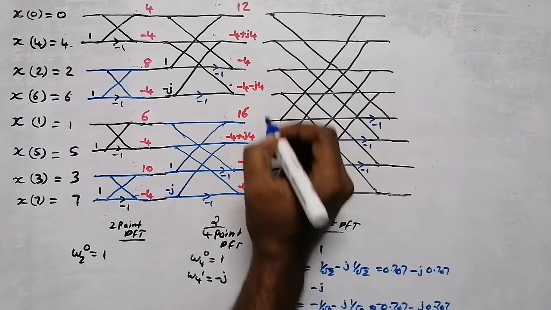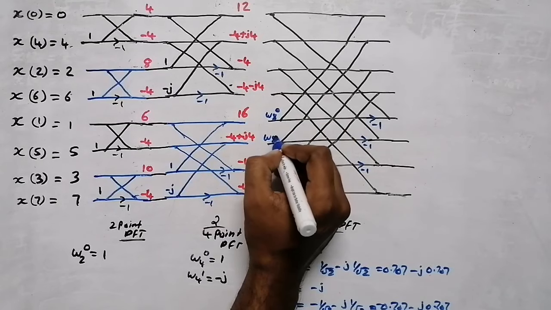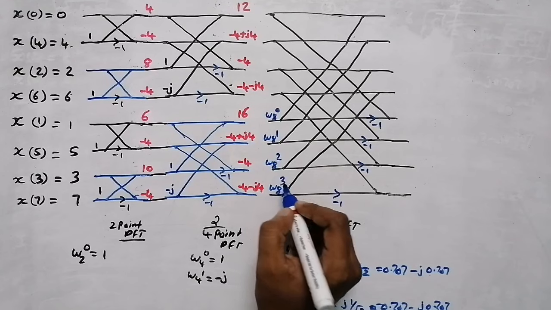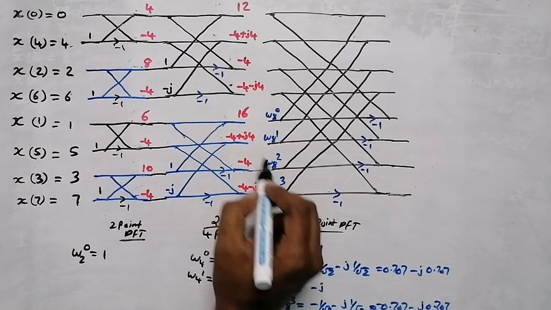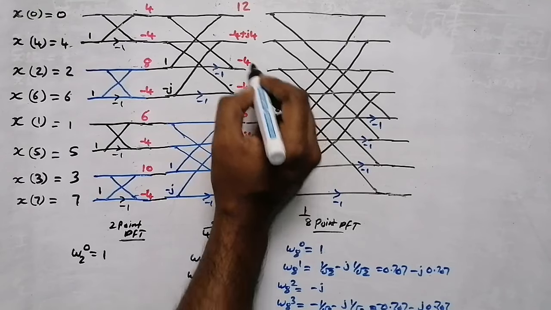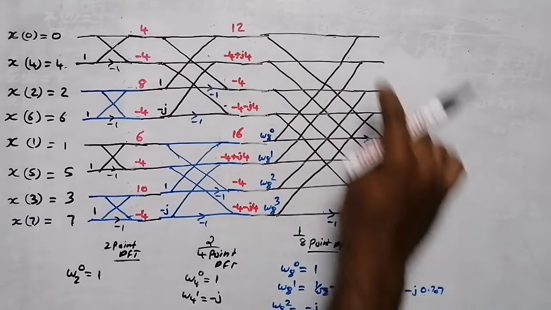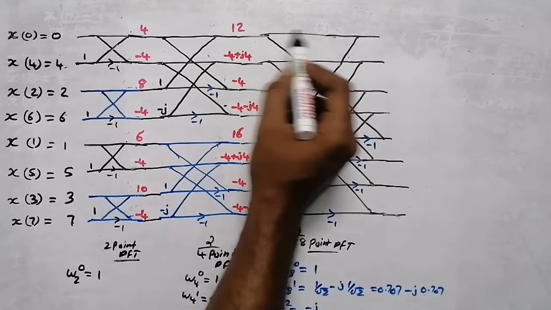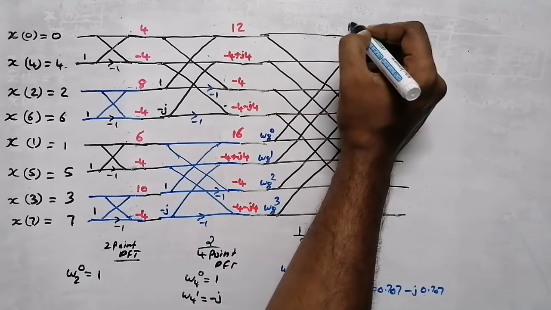So ahead of that, W8 raised to 0, W8 raised to 1, W8 raised to 2, and W8 raised to 3. Now we need to do the multiplications and complete the drawing. First of all, we need to find the value that is going to come here. So what all lines are coming here? This line and also this line. This line, the value is 12.